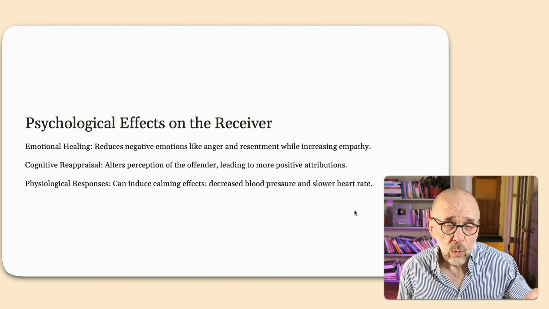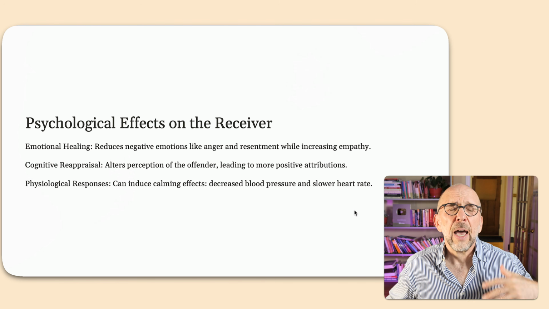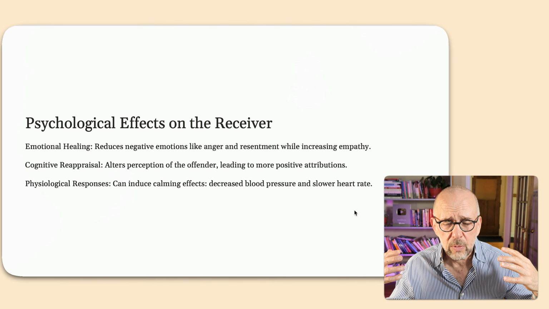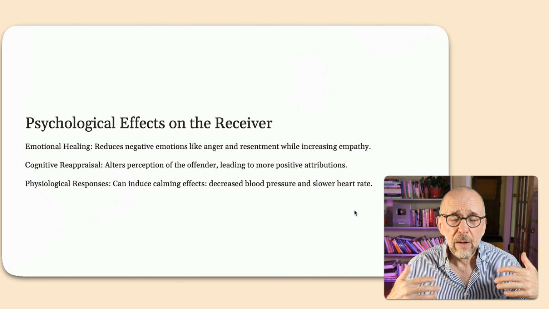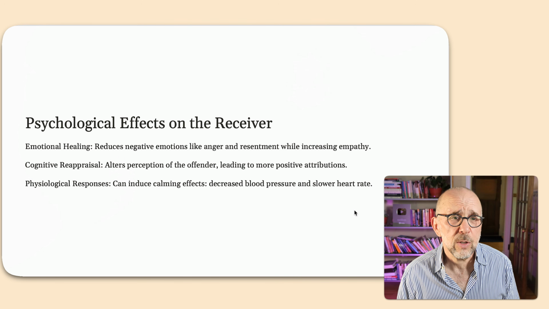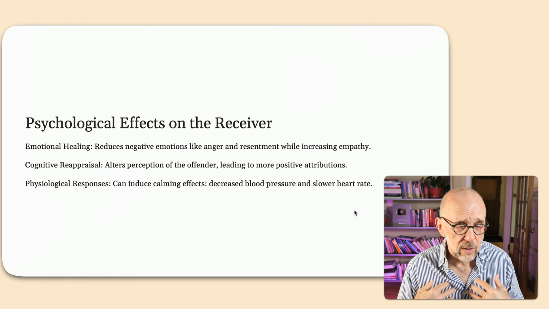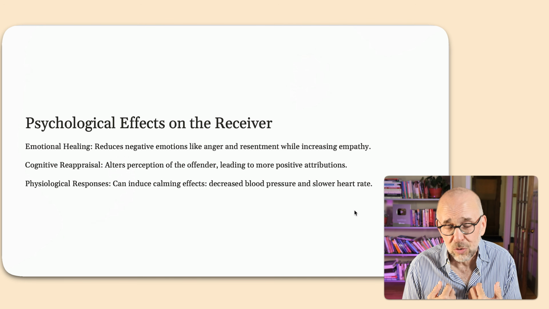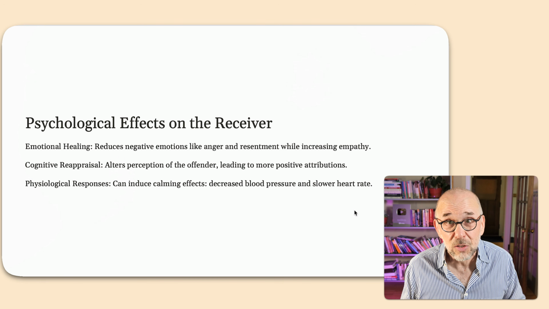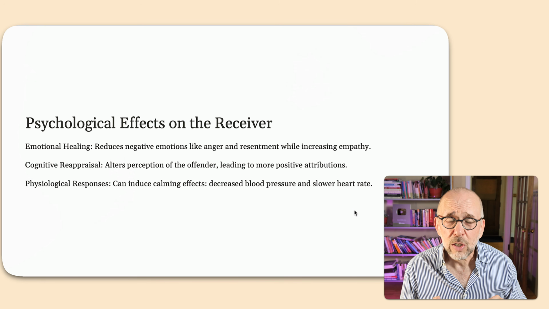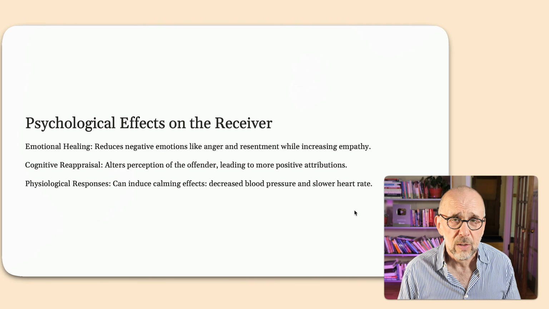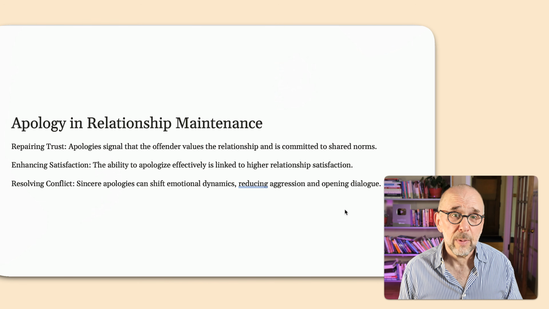Cognitive reappraisal. When you get a real apology, it allows the offended person to reframe the entire situation and start to put it behind them and forgive and move on past the harm that was done. And there are even physiological responses. If you've ever been really harmed by someone, it can sort of eat away at you. It can make you physically sick. It can make you psychologically and emotionally sick. And a sincere apology can begin the physiological healing as well as the moral and emotional and psychological healing. Apologies can repair trust when it's been broken.